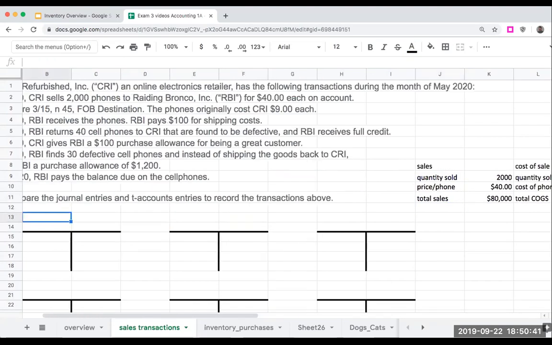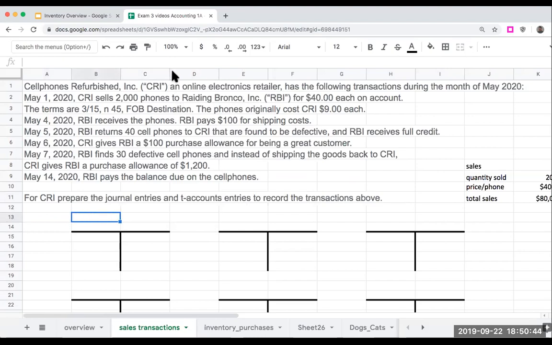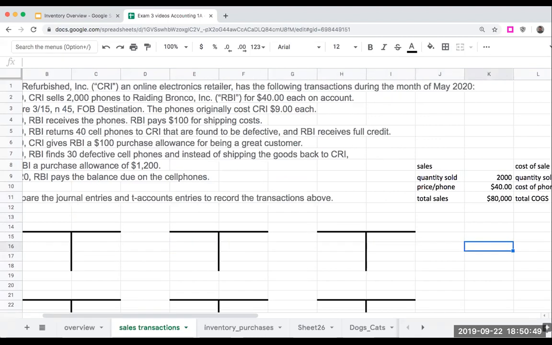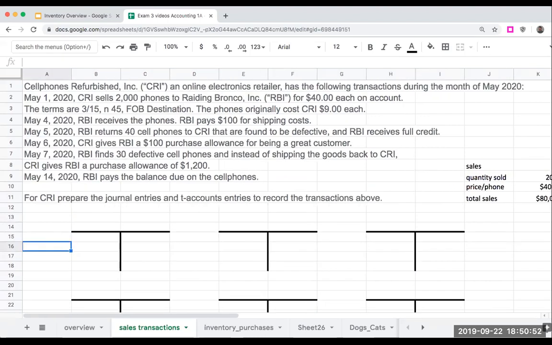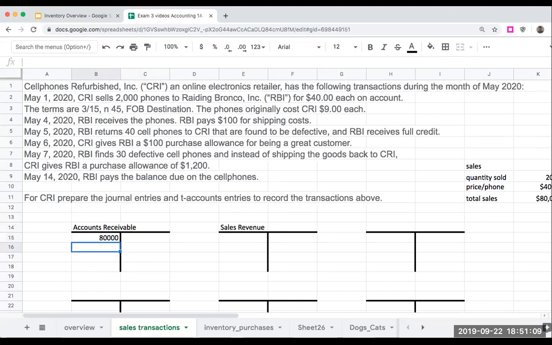So by this time, if we're looking at these transactions, it's really important that whenever I'm recording a sale, the journal entry that I use is always going to be the same. I'm going to be debiting accounts receivable. I'm going to be crediting sales revenue. And I'm going to do this for 80,000. So I'm debiting AR, crediting sales revenue.